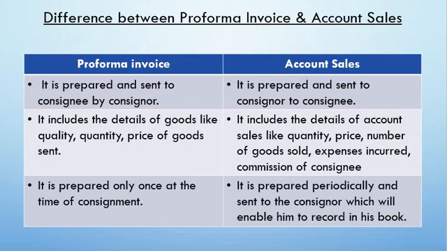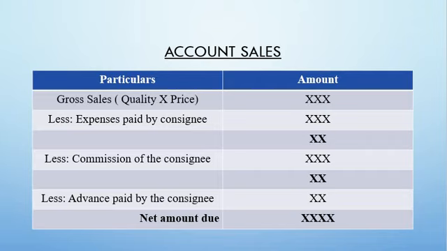If you're getting confused, just remember that a pro forma invoice is sent when the owner is giving the goods to the consignee, whereas account sales is prepared by the consignee, and the details of the sales are sent by the consignee to the owner, that is, the consignor. In today's class we'll check how the consignee prepares the account sales.